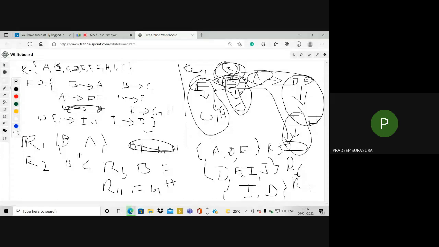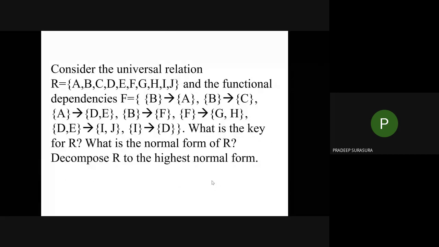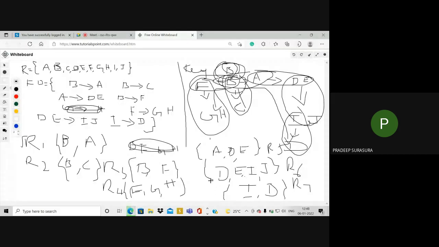Okay, so R1 has A and B, R2 has B, C, R3 has B and F, R4 has F, G, H, R5 has A, D, E, R6 has D, E and I, J, R7 has I and D. So that is how all the final tables will look. For this problem, see that all solutions are met.